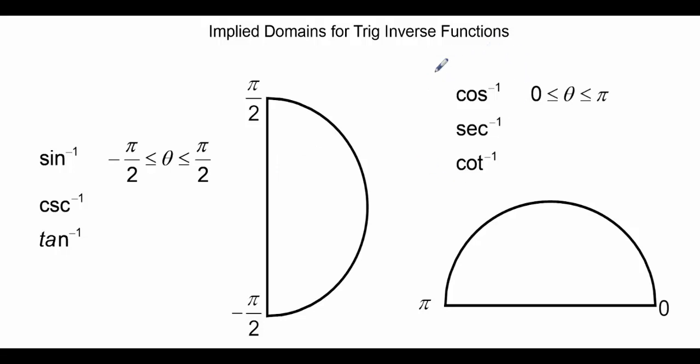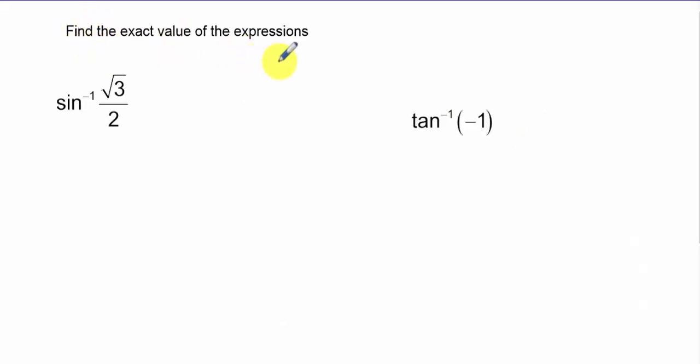And I have three other functions whose inverses can only be stated between 0 and pi. So once again, sine, cosecant, tangent can only exist, their inverses that is, between pi over 2 and negative pi over 2. And cosine, secant, and cotangent, their inverses, can only be expressed in terms of values between 0 and pi. So when they say find the exact value of the expressions, I know we did some of these earlier in the day, but we didn't have this new information.